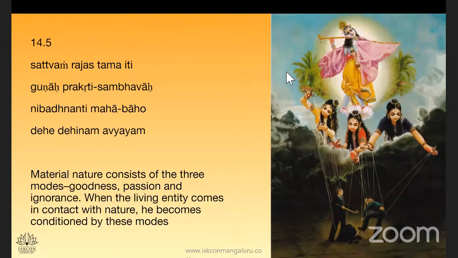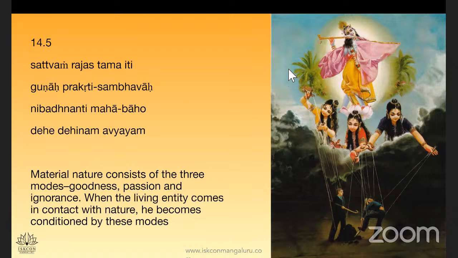Hare Krishna. Sattvam rajas tama iti guna prakriti-sambhavah, nibadhnanti maha-baho dehe dehinam avyayam. Material nature consists of the three modes: goodness, passion, and ignorance. When the living entity comes in contact with nature, he becomes conditioned by these modes.